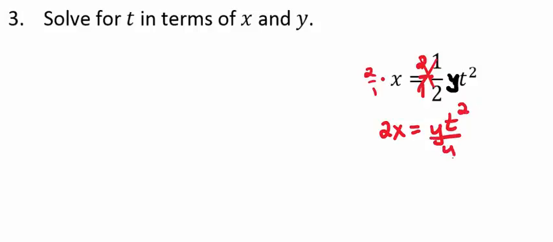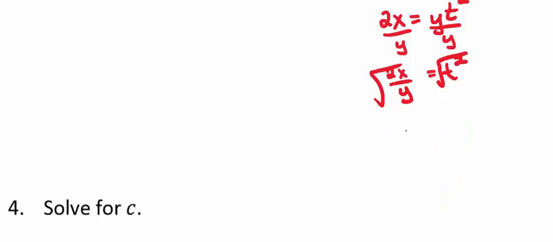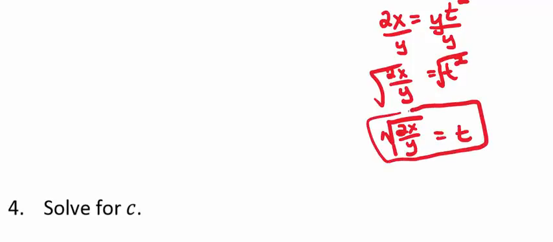Y times t squared, we're going to undo that with division. So we get t squared equals 2x divided by y. And we'll take the square root of both sides to unsquare the t. And that will give us the square root of 2x divided by y, and that is all under the square root symbol, equals t. That does it for this question. Please stay tuned for the question to follow.